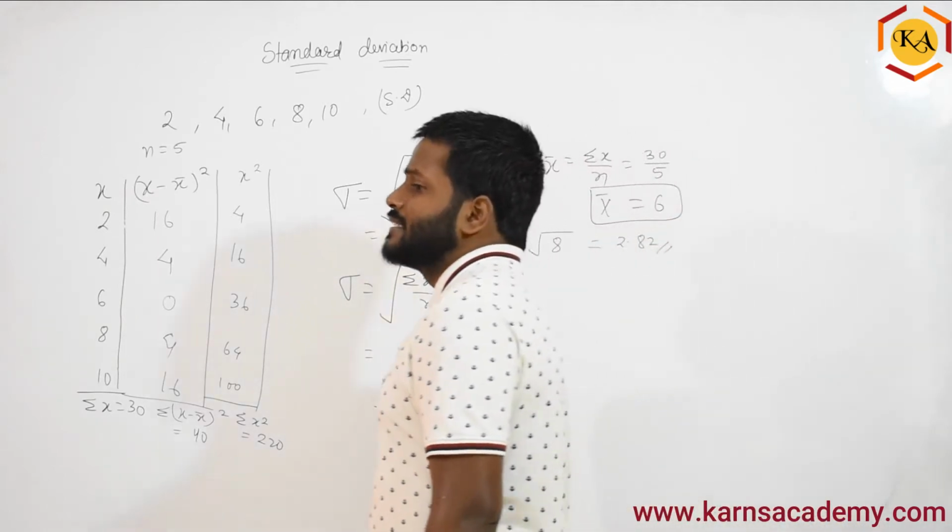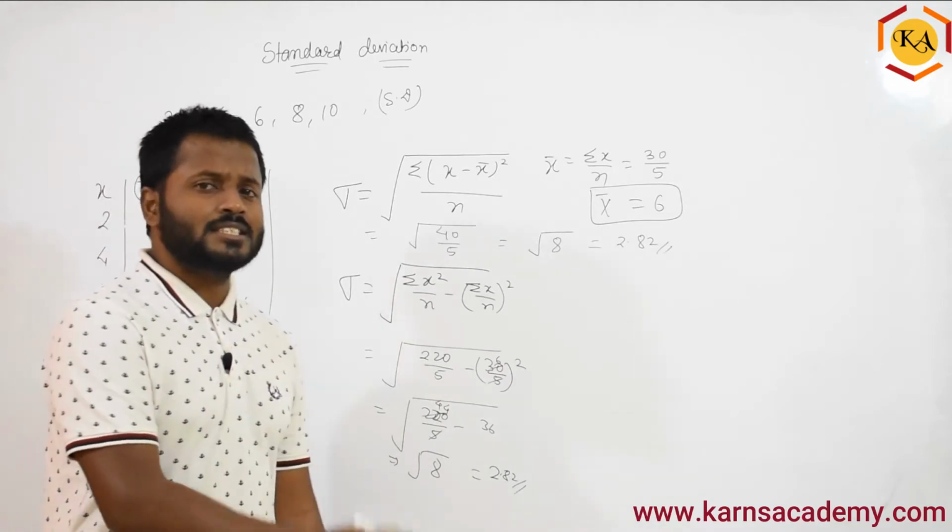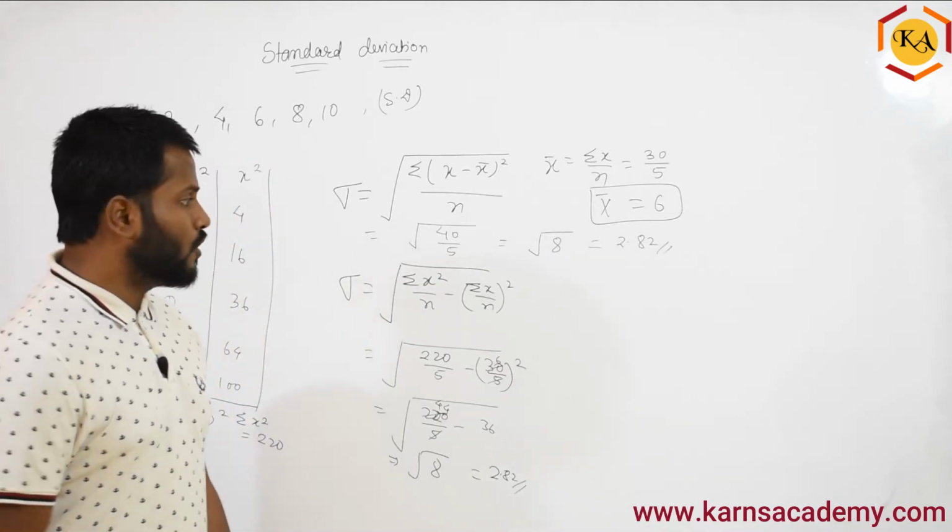So this is about standard deviation of ungrouped data. Now, whenever there is standard deviation, there is a small term called variance.